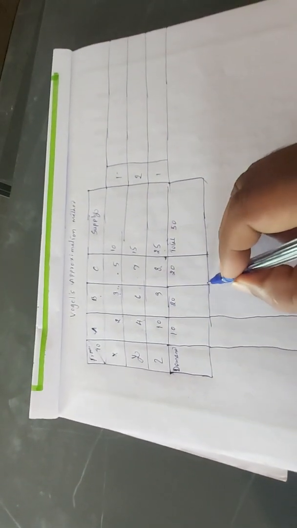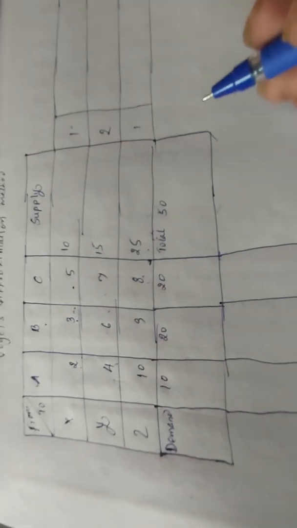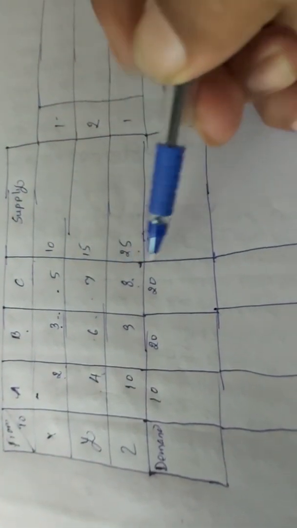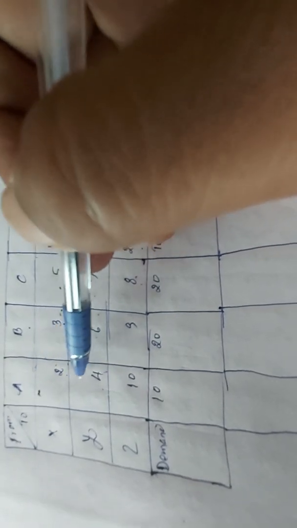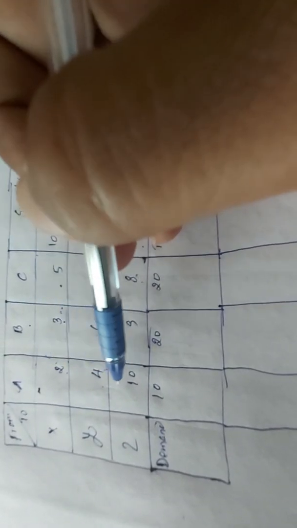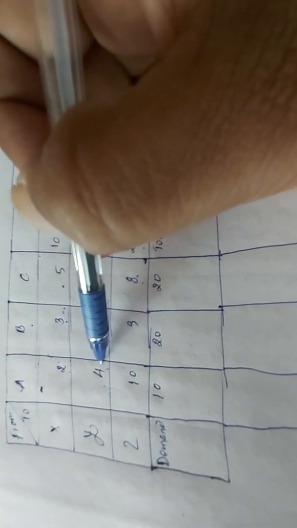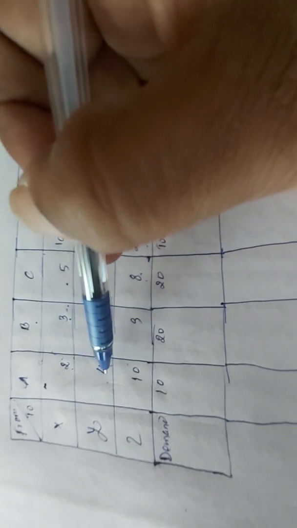In the same way we have to calculate column penalties. Okay, column penalty. This is the first column, this is the second column, this is the third column. In the first column: 2, 4, 10. Three numbers are there. First minimum 2, second minimum 4. The difference between first minimum and second minimum is itself the column penalty. 4 minus 2 is 2.